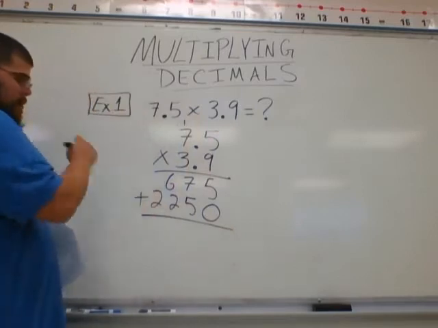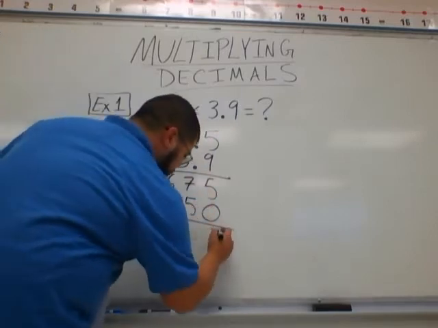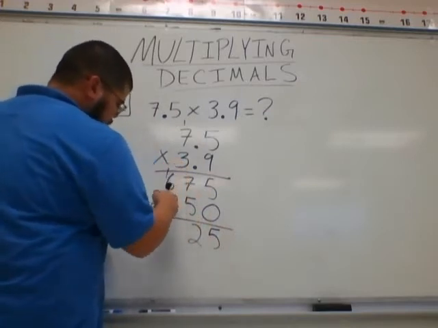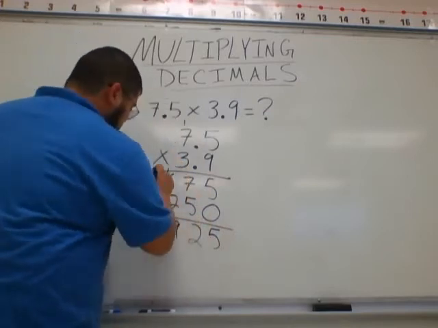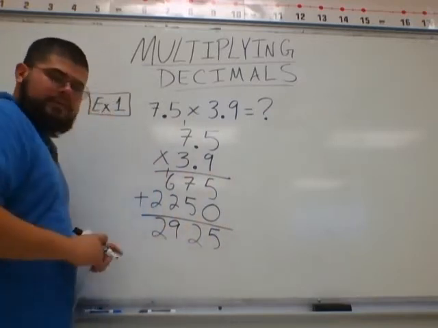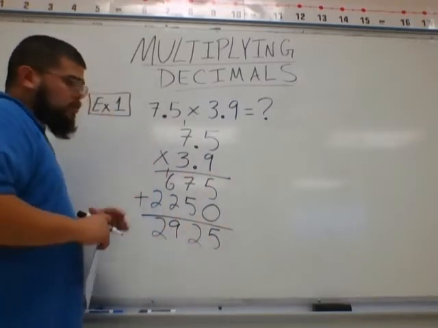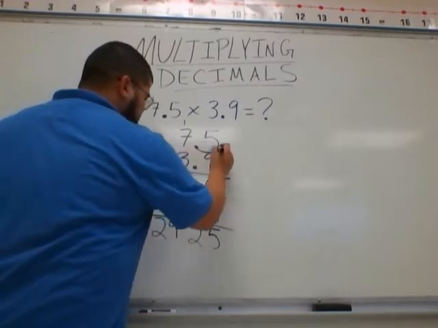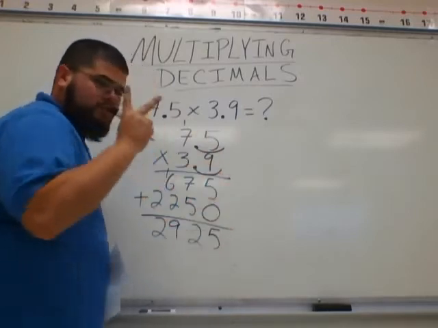Add these up at the bottom now. 5 plus 0 is 5. 7 plus 5 is 12. Carry my 1. 6 plus 2 is 8 plus 1, that's 9. 2 just comes down. Now we end up with this number down here, but remember, this is not our answer yet. We have to count up how many decimal places we have. So here we go. 1, 2. We have 2 decimal places.